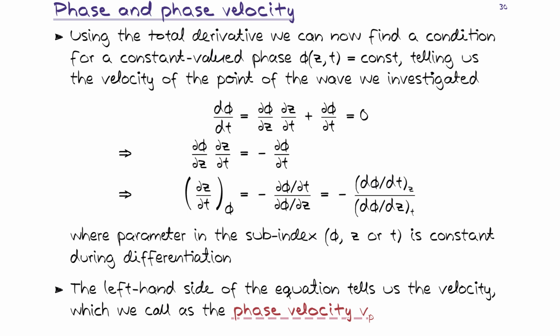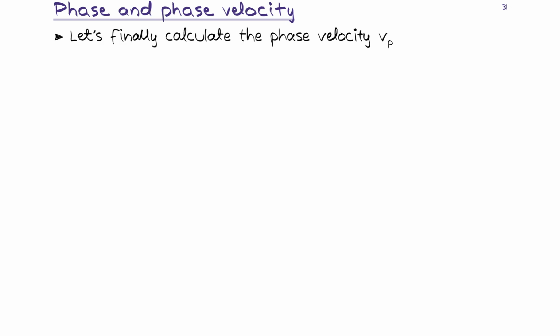And now let's finally calculate what this phase velocity is for a harmonic wave, so that we can verify that this gives us the same speed of light as earlier, and the same relation between the wavelength lambda, the speed of light, and the frequency. So let's finally calculate the phase velocity using this phase function.